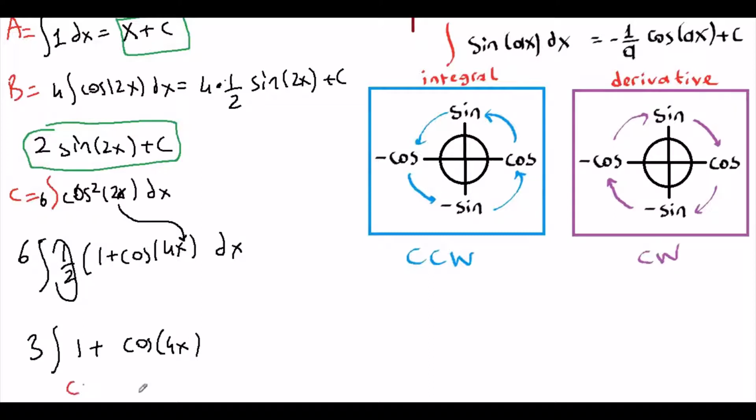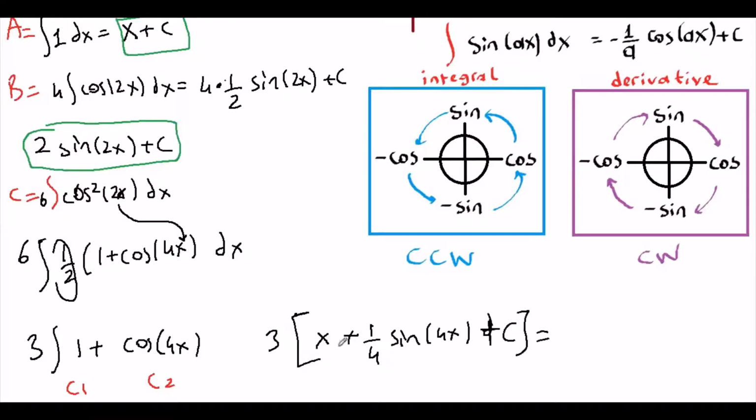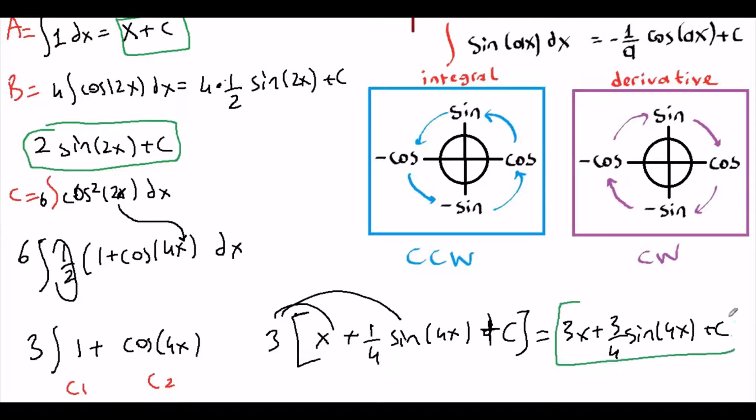If we call this C1 and if we call this C2, then our C1 will be integral of 1 with respect to x, which is just x, and antiderivative of cosine is 1 over a times sine of ax. And if you distribute 3 inside of the integral sign, then you obtain 3x plus 3/4 sine of 4x plus c. So our block C is totally done. Now let's continue with block D.